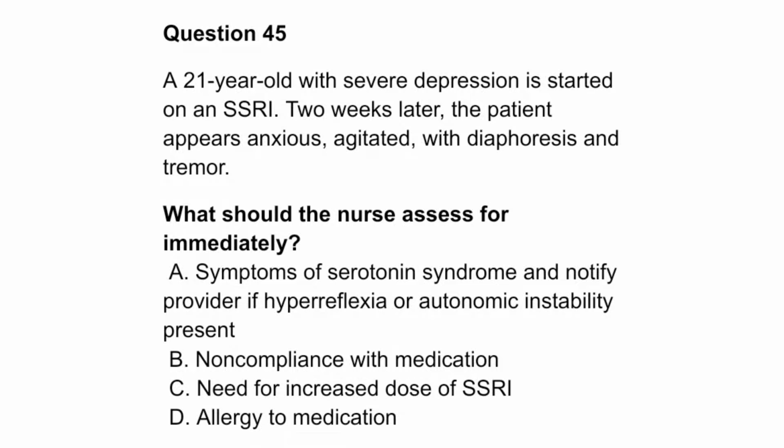Question 45. A 21-year-old with severe depression is started on an SSRI. 2 weeks later, the patient appears anxious, agitated, with diaphoresis and tremor. What should the nurse assess for immediately? A. Symptoms of serotonin syndrome and notify provider if hyperreflexia or autonomic instability present.